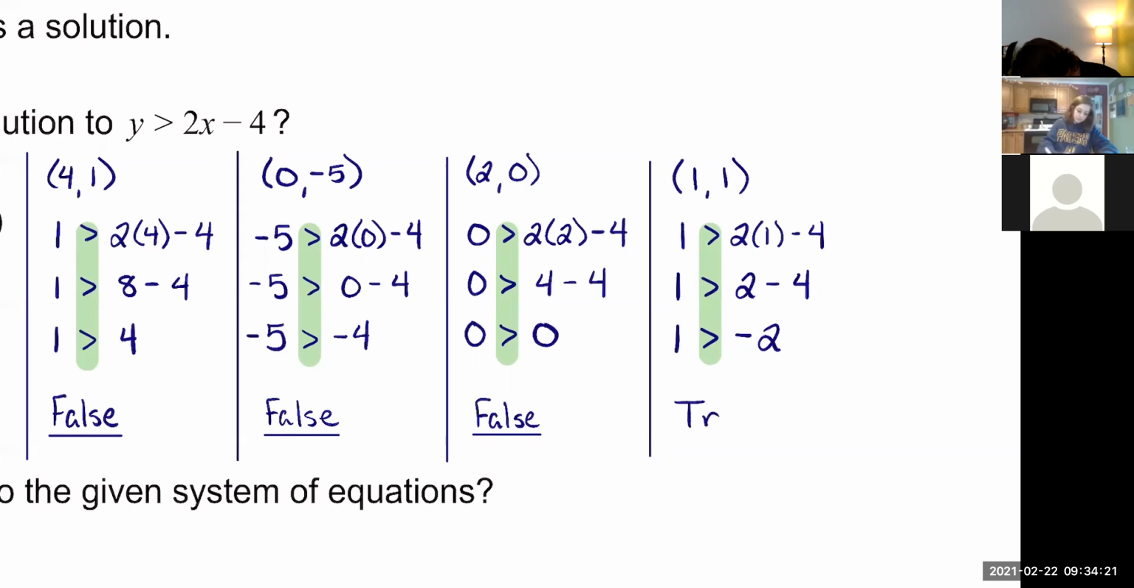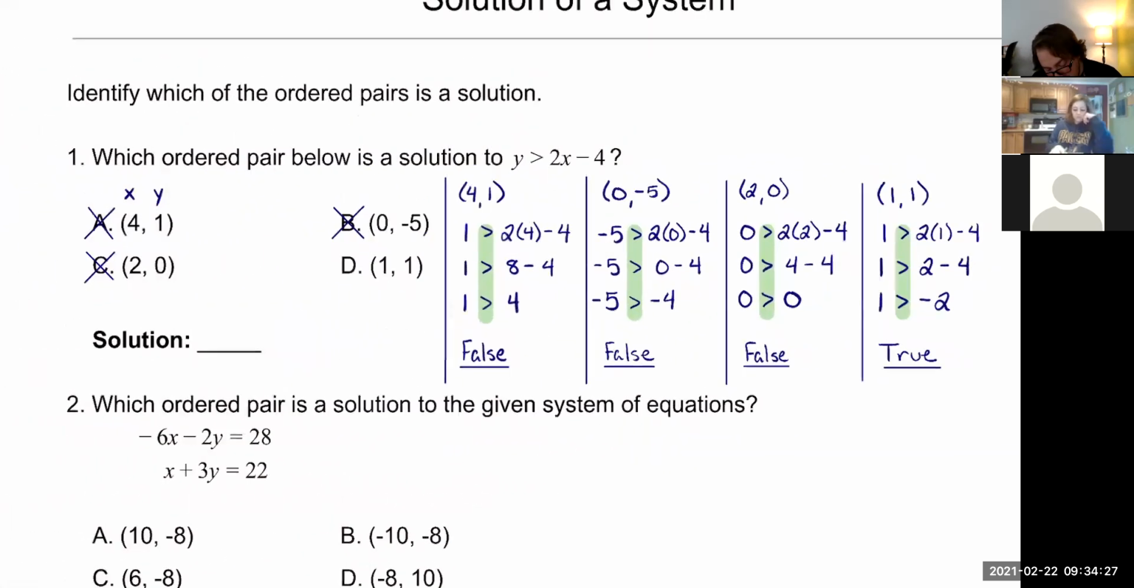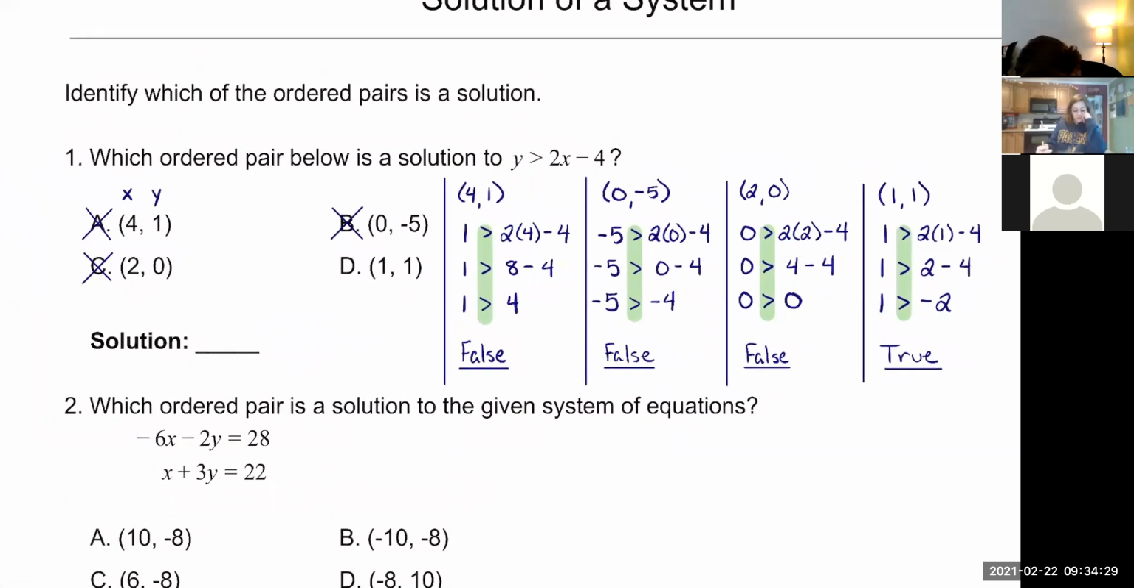So finally, took us a minute, but we got to a true result, which must mean that whatever value we just plugged into that inequality is in fact a solution. So D is in fact our answer.